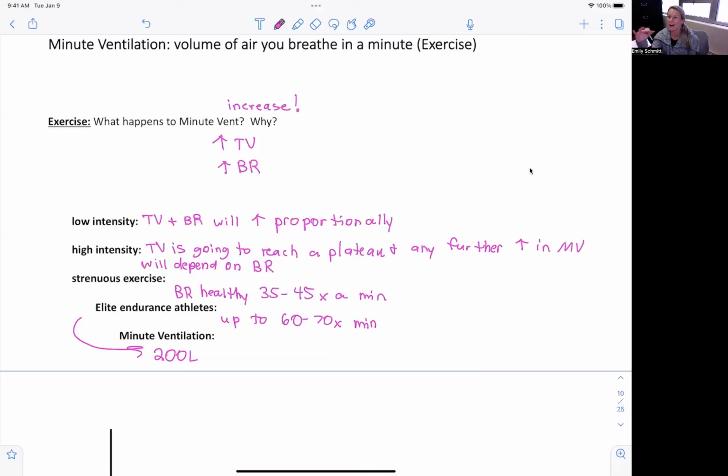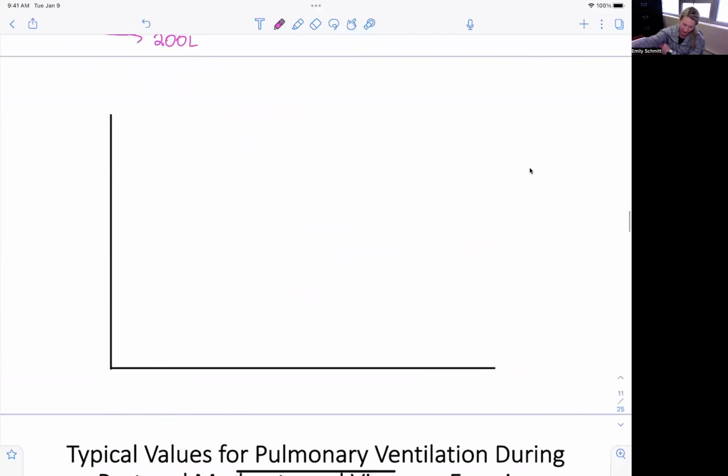So what we're going to do right now is actually draw this out so you have a better visual understanding of what we're talking about with this minute ventilation. So here we have our x-axis. Let's make this exercise time. Let's make this, say 5 to 30 minutes. Let's make this a warm up. Let's make this a cool down.